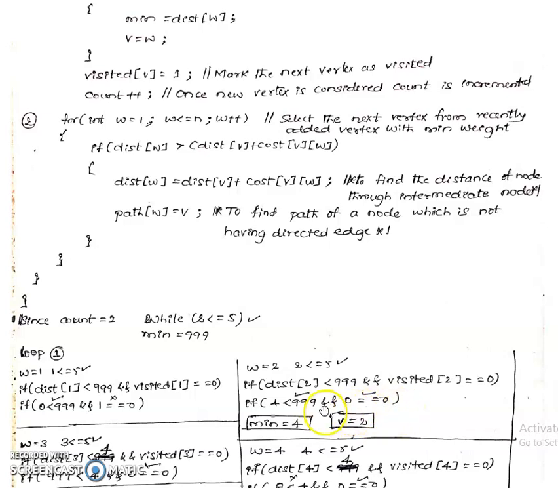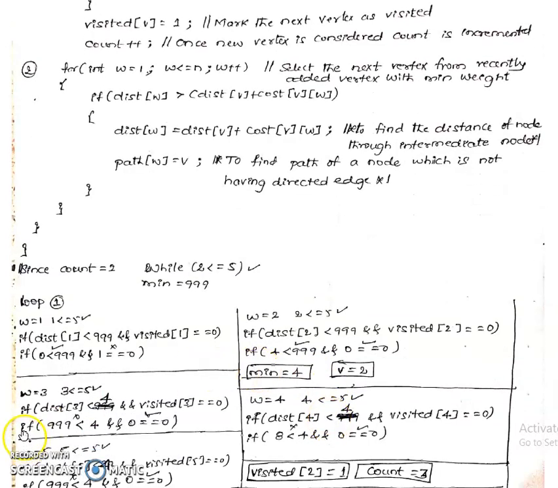The condition is true. If the condition is true, we need to update the minimum value. Minimum is equal to distance of w, distance of 2. What is the value? 4. So that value we are updating in the variable called minimum, and v is equal to 2. It indicates that this is the vertex I have visited recently. This vertex I am going to consider for my iteration. So this is not the end. You need to run the loop and check whether this is the minimum, or whether any other vertex can be reached with a minimum distance.